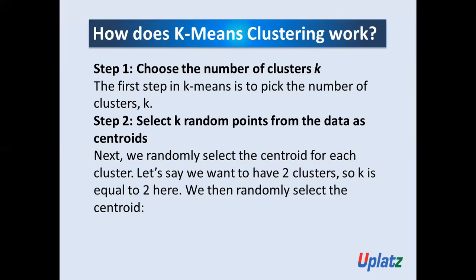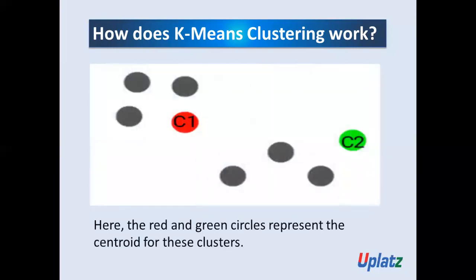So we have chosen the value of k as 2. The next step is to select k random points from the data as centroids. So what we are doing here is randomly selecting the centroids. Let me show you in the image. This is our second step. In the first step, we decided the number of clusters, 2. Next, we randomly select any 2 centroids.